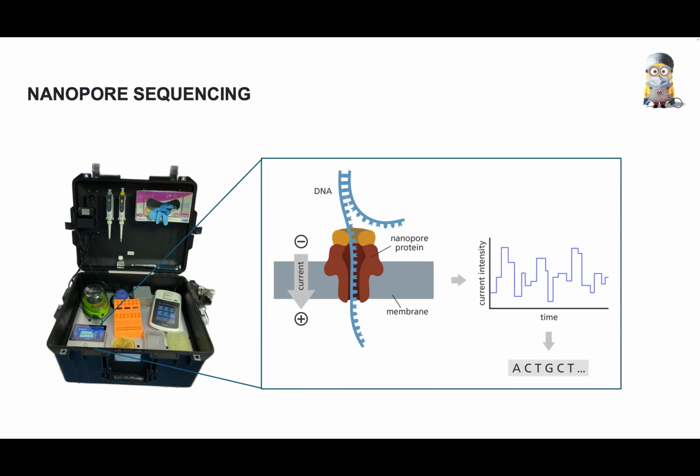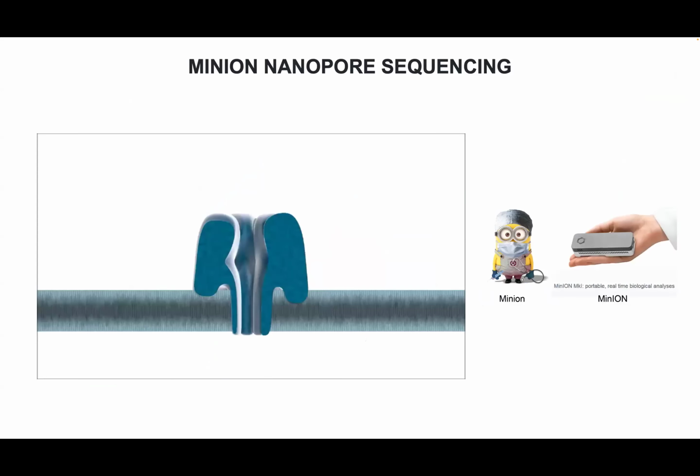Depending on the intensity of this current, you can then translate the whole measurement of the current into the specific bases. Let me explain it to you again in a short video. I think that makes it a little bit easier.